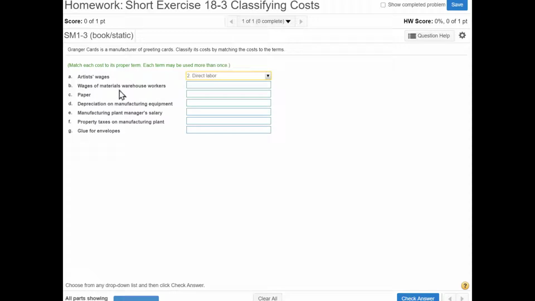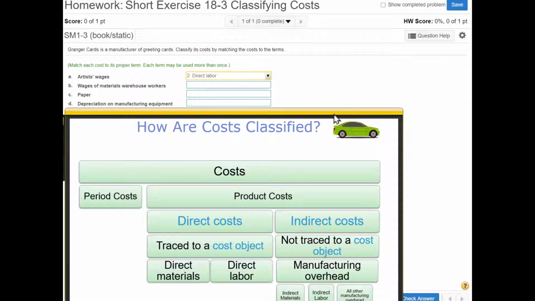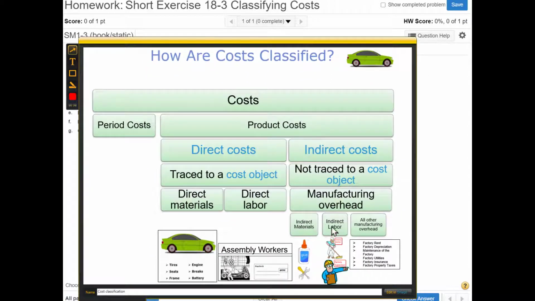Wages of materials warehouse workers. We have some warehouse workers who work in the warehouse where they have the materials, and they collect the materials, they organize the materials, but they're not directly making the cards. So they are not a direct cost, they would be an indirect cost. And of the indirect costs, they are specifically the indirect labor.